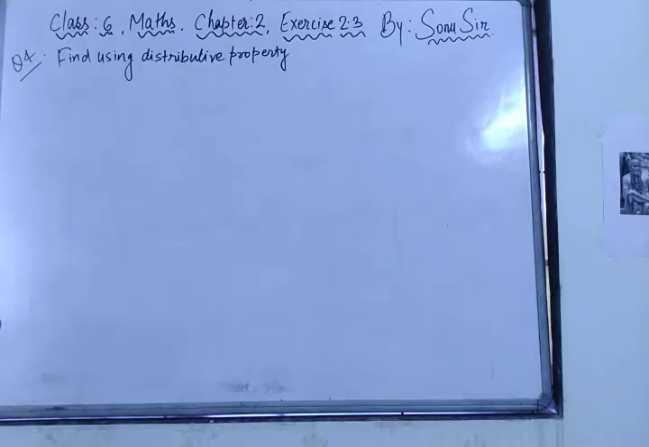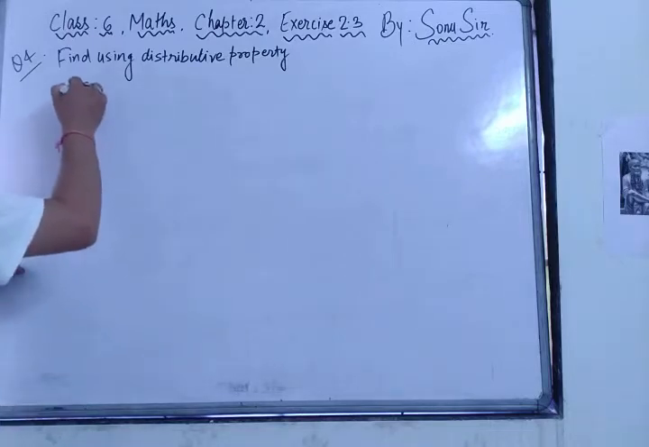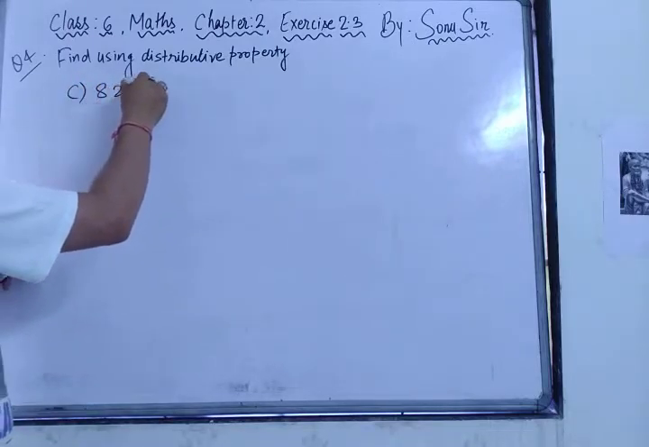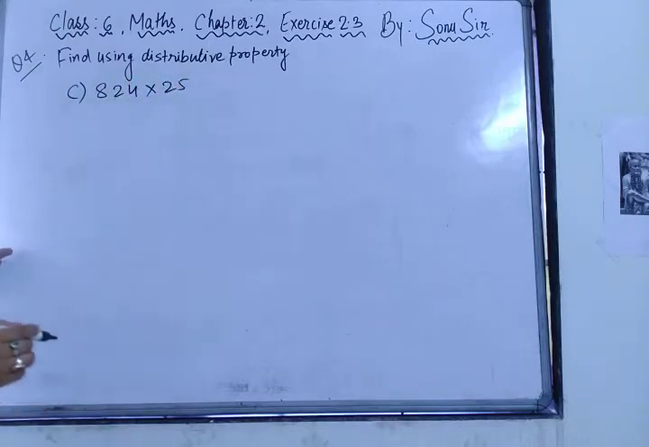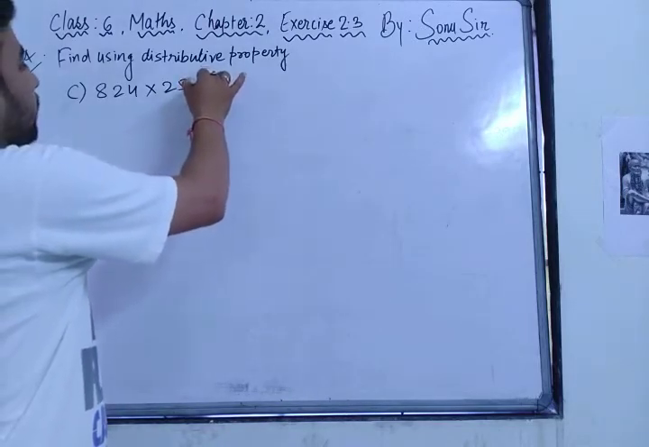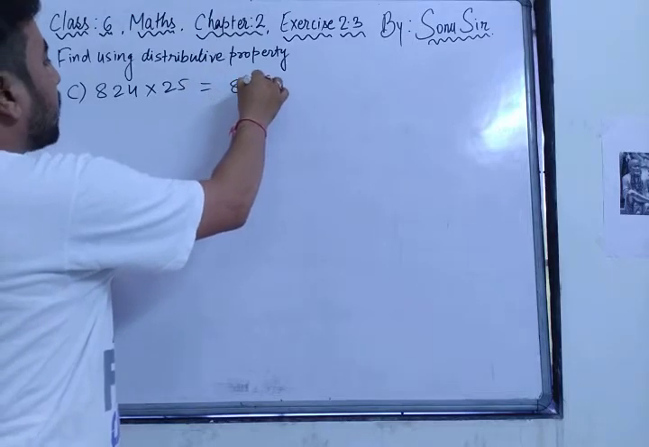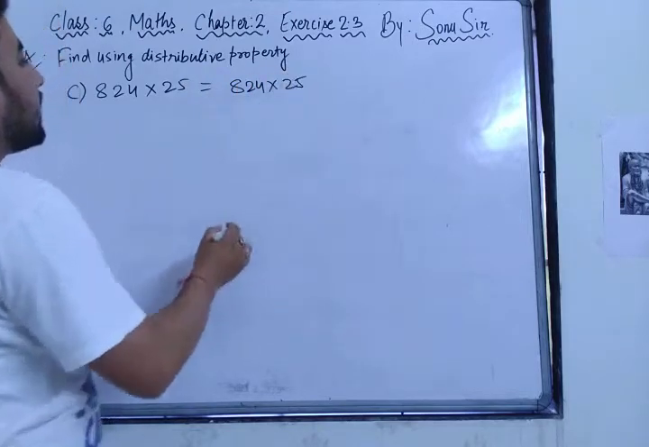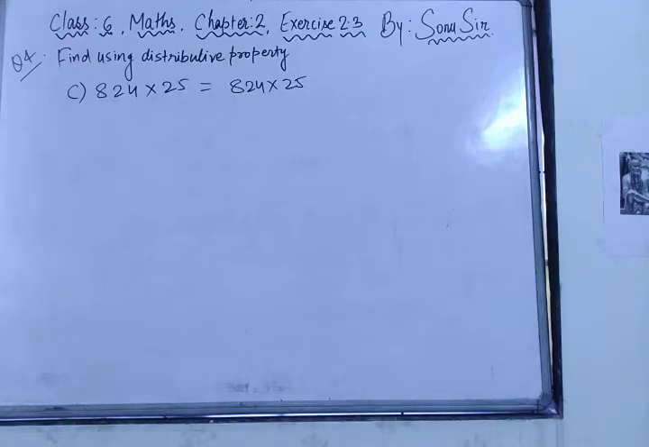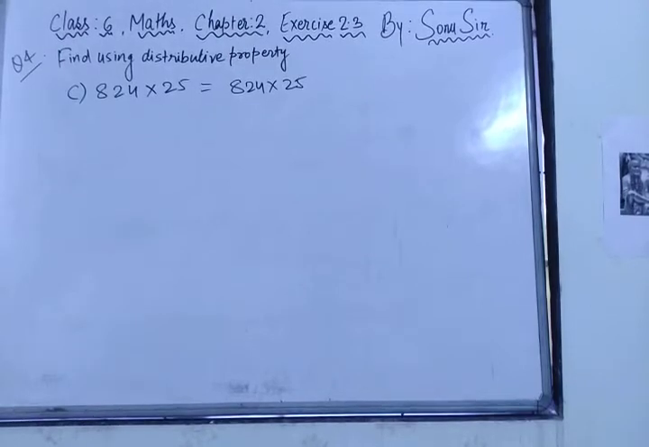It is 824 into 25. What will you do in this question? Is there any idea that you can do? See, both the things you can do. Either you can do 24 into 25 or 20 into 5. First of all, you have to write 824 into 25. Either you can break this number or you can break the 25. You should know the table of both, so you will feel comfortable finding the answers. That is the main idea, to find the answer.